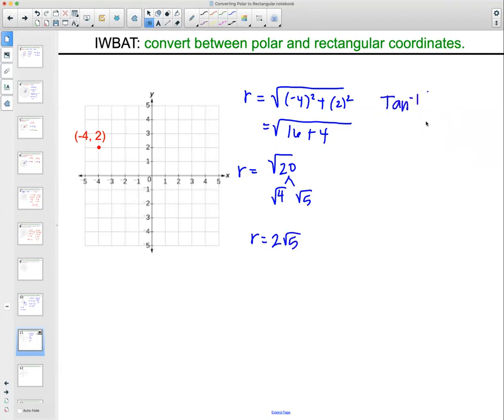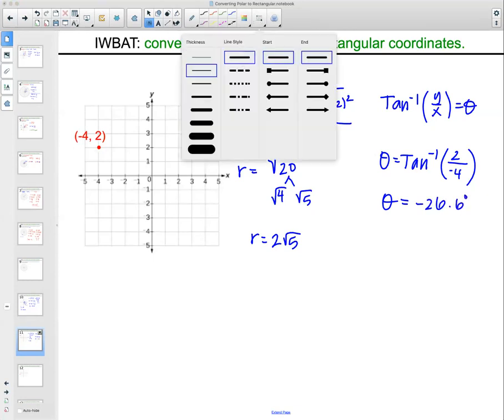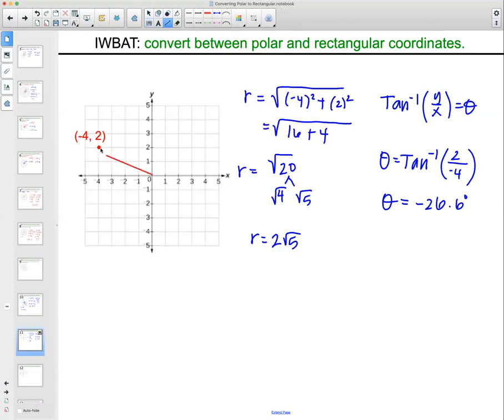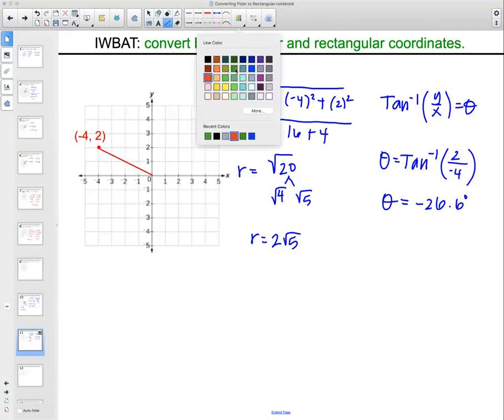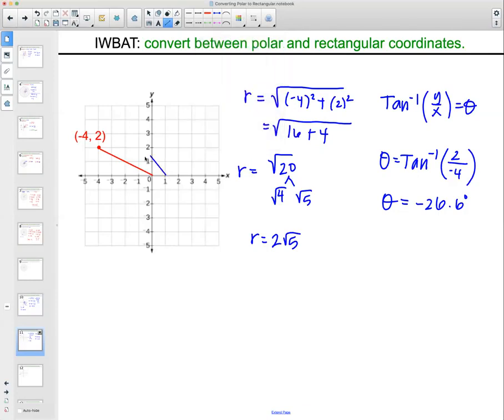Then when we go to find theta and we do the tan inverse, okay, so remember we're doing tan inverse of y over x, that's going to be our theta. So your y coordinate in this case is 2, your x coordinate is negative 4. So type in 2 divided by negative 4 and do the tan inverse of that. And you'll get negative 26.6 degrees. So keep in mind that this is the angle that we're looking for. So the angle we're looking for is from here to here.